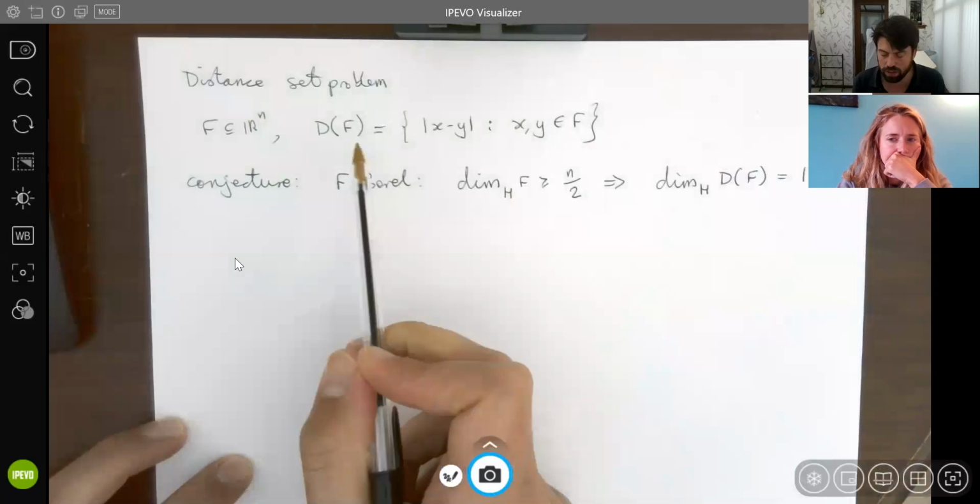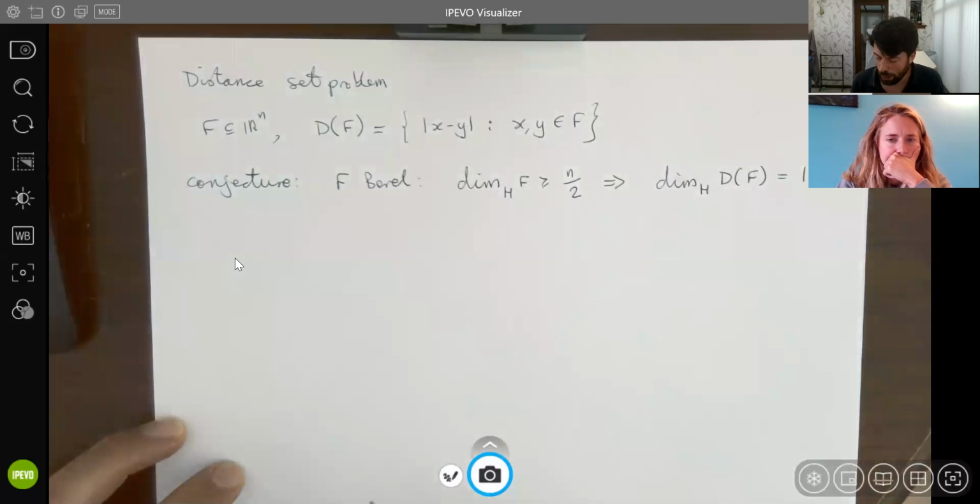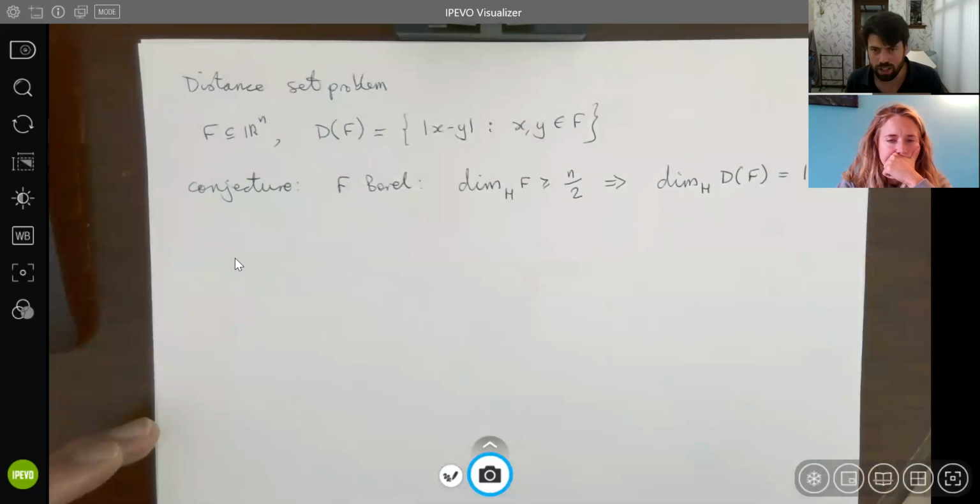So note that the distance set lies in R. So the biggest the Hausdorff dimension could possibly be is 1. So the idea of this conjecture is that if the set F has large enough dimension, then the distance set must be of maximal dimension.